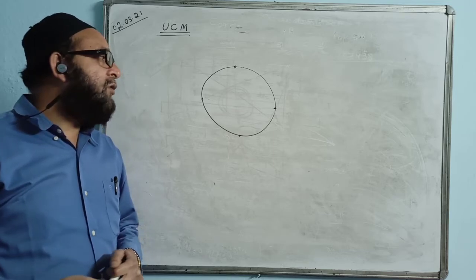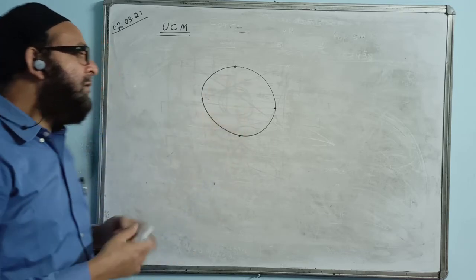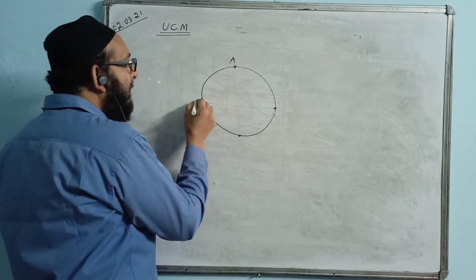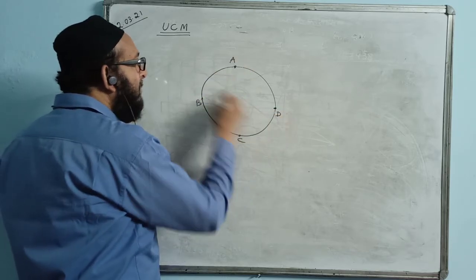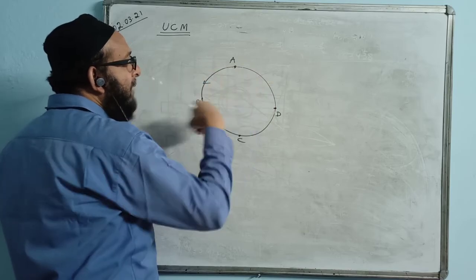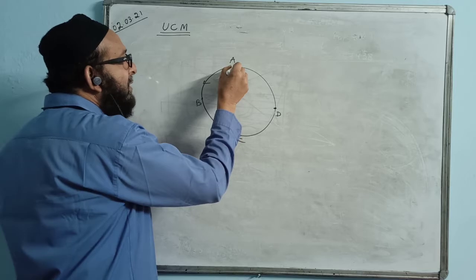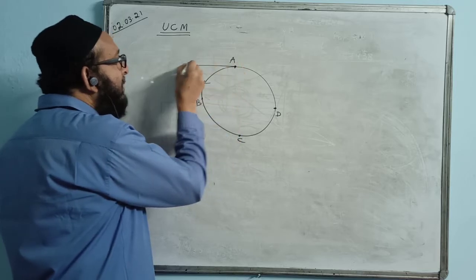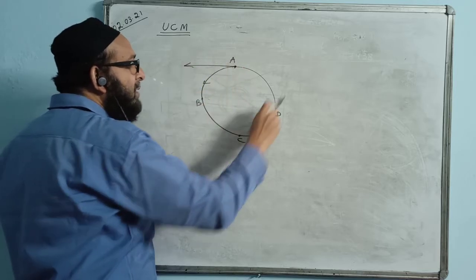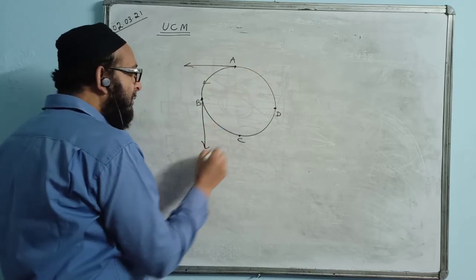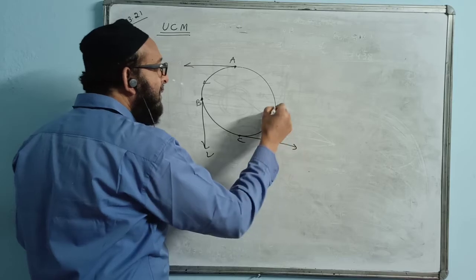What is the direction of velocity at any point of this motion? Direction of velocity is given by the tangent drawn at that point. I mark the points suppose A, B, C, D, and assuming that the body is moving like this, anti-clockwise or clockwise, any direction you can assume. The direction of velocity is given by the tangent drawn at that point in the direction of motion. Here we draw the tangent. Here the tangent is like this. Here the tangent will be like this.